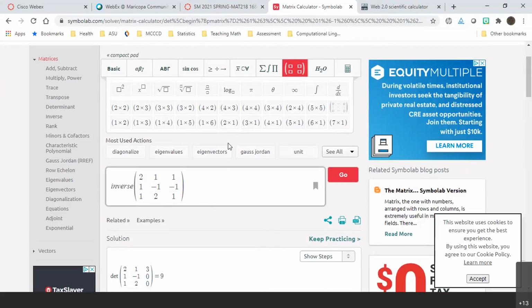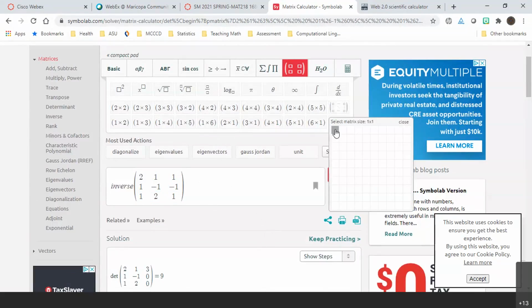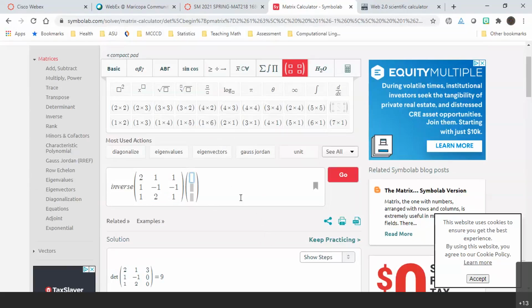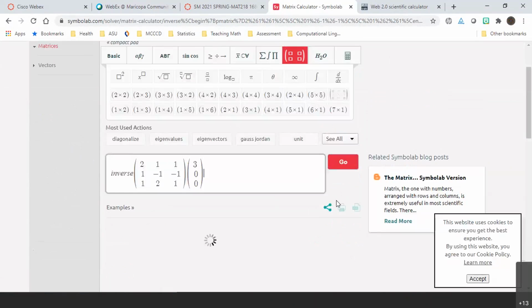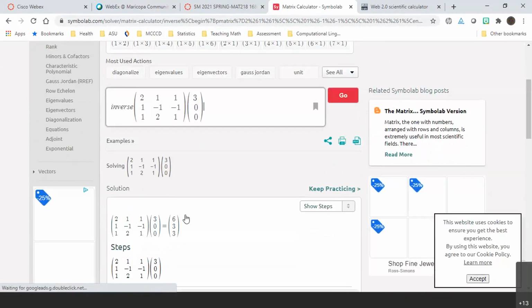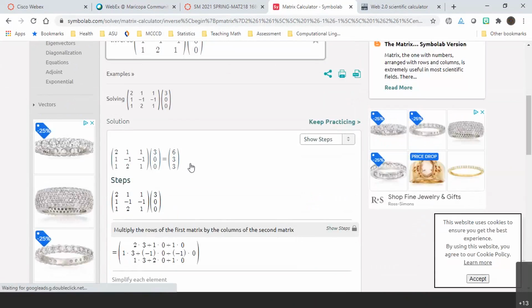Remember, that's what we did last time. We used matrix inverse to solve the system. Okay, so my right-hand side is a 3 by 1. Don't see it, so I'm going to make it. Okay, and that's 3, 0, 0. So this is A inverse times B. And again, you see the values I should get.